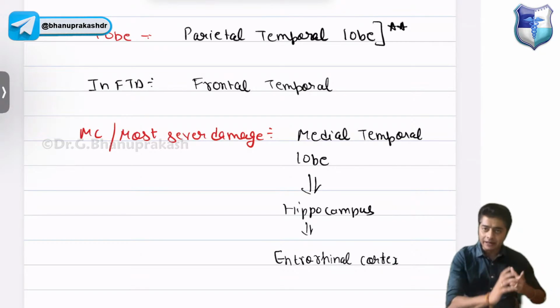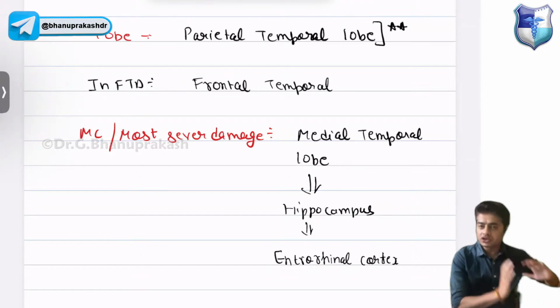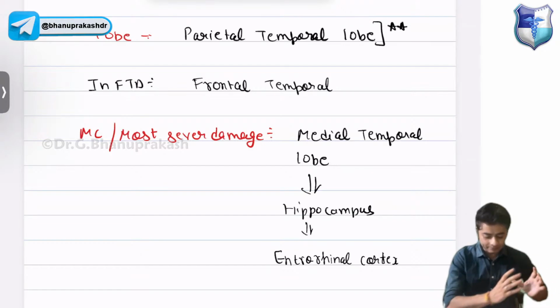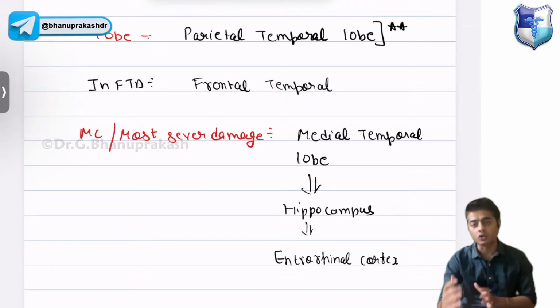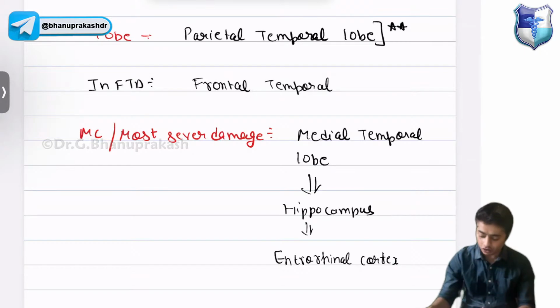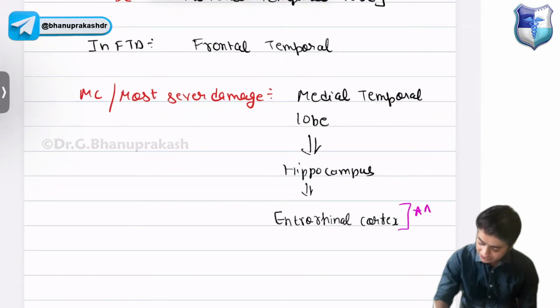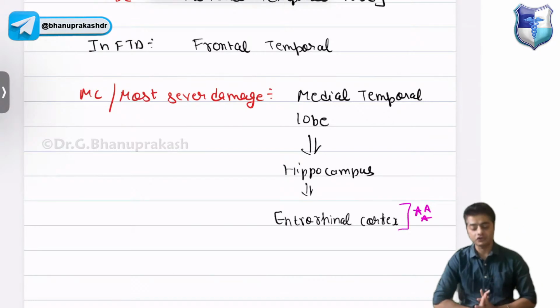So in Alzheimer disease, the parietal and temporal lobes are affected. Which lobe is most severely affected? It is your temporal lobe. In the temporal lobe, it is your medial temporal lobe. In the medial temporal lobe, it is your hippocampus part. And near the hippocampus is your entorhinal cortex, which is affected more severely. Okay?